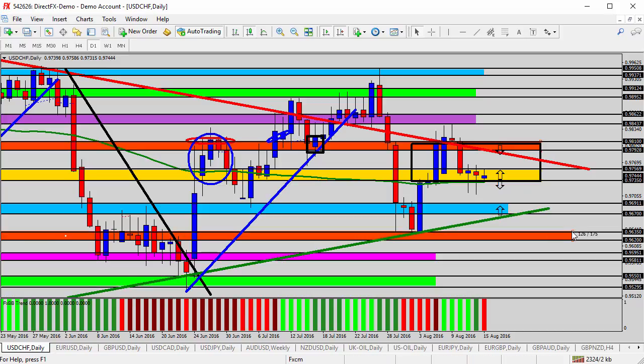If we bring it out a little bit more here, we could see the continued fall back down towards the blue zone, but even further down, back down into the 95s is a possible opportunity if it does break this last low that we see here on the daily time frame.